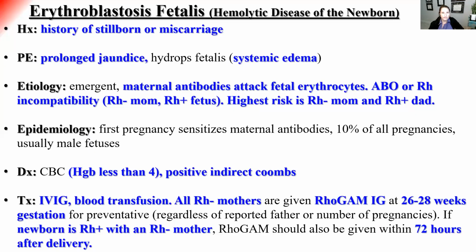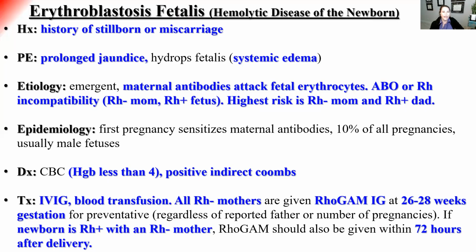If this is very severe, you can develop hydrops fetalis, which is this widespread, massive systemic edema that usually kills the fetus. This is an emergent disorder that must be treated very quickly in order to save the life of the baby. This is where the maternal antibodies attack the fetal erythrocytes. This is an ABO or an RH incompatibility. Here's your board question here. What's the most likely cause for this?